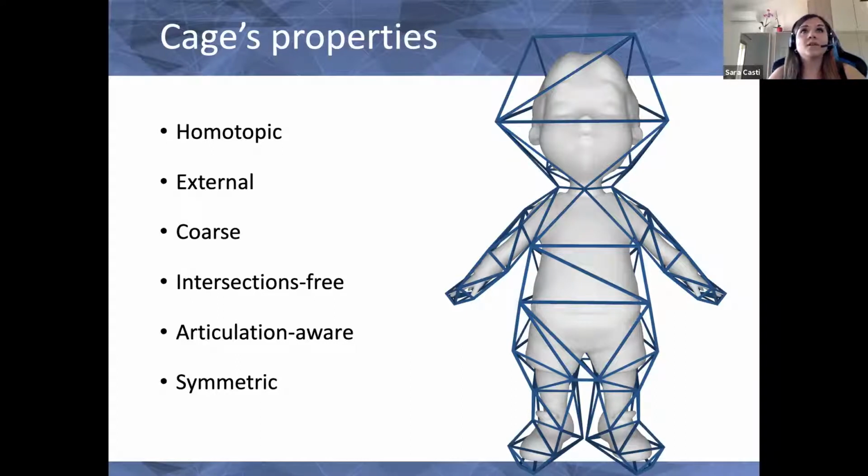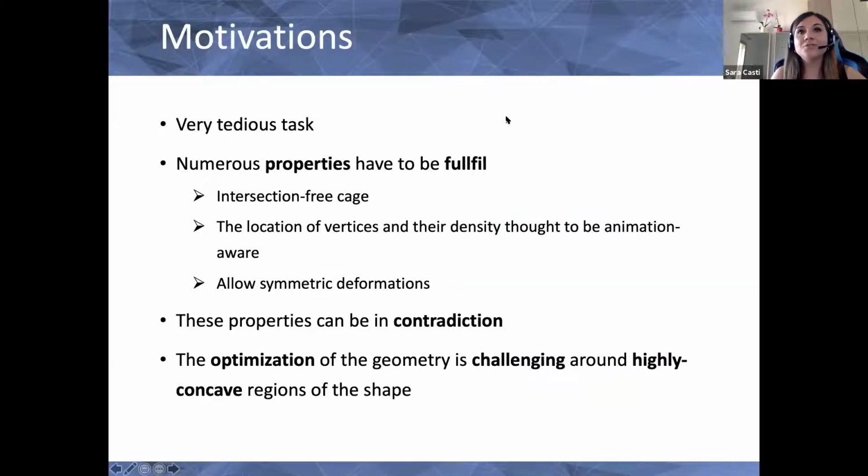While we would like to achieve this goal, the problem is that the construction of the cage is a very tedious task and requires several hours from a skilled artist. It's not easy because there are several properties to be fulfilled and they are in contradiction with each other. And usually the optimization of geometry is challenging around the highly concave regions of the shape.